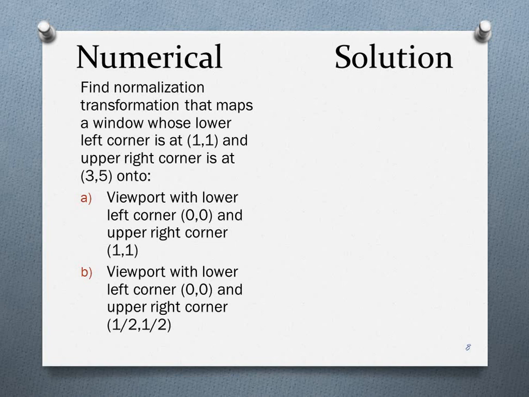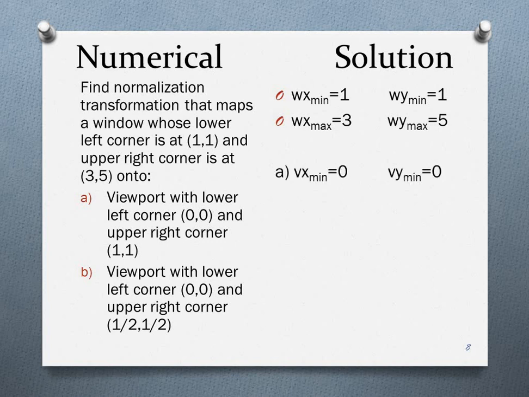So here one window is given and we have to map it to two viewports. Two viewports are given and one window is given. We have to map this window to these viewports one by one. First of all we will see what the known values are. Wx minimum is 1, Wy minimum is 1, because the lower left corner is 1, 1. Next, Wx max is 3 and Wy max is 5, because the upper right corner is 3, 5.